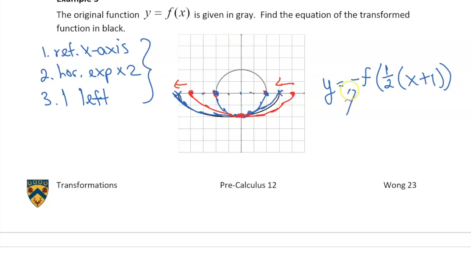The negative in front here is representing that we're reflecting it over the x-axis. We have a horizontal expansion. It's connected to the x right there, so it's to the right of the f. That's a horizontal expansion by a factor of 2. And then we're moving 1 unit to the left. So all 3 of those seem to check out, and if you did your RECT, then you should be correct.